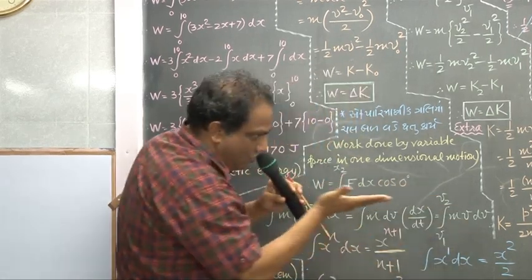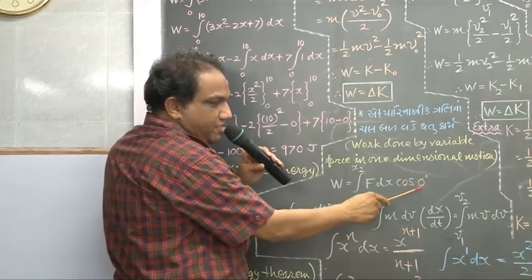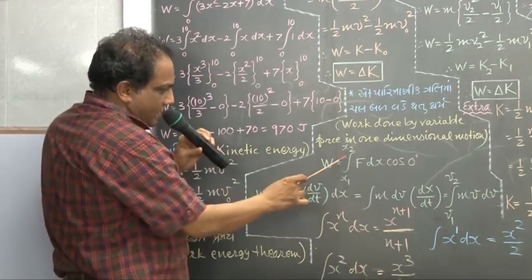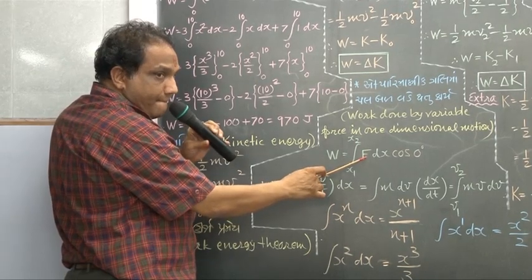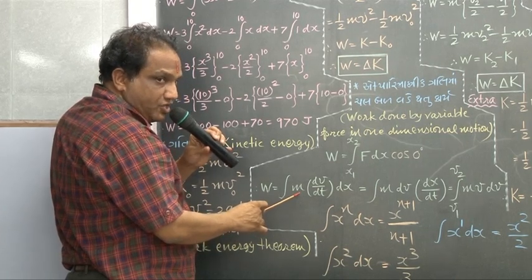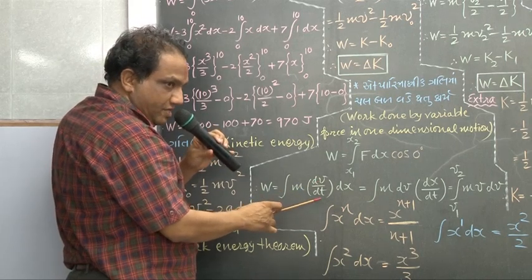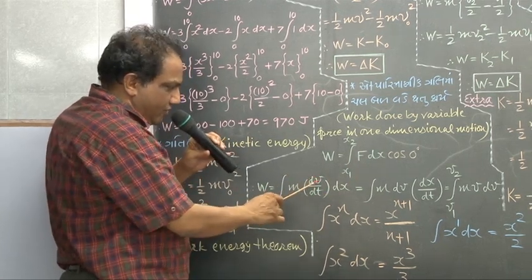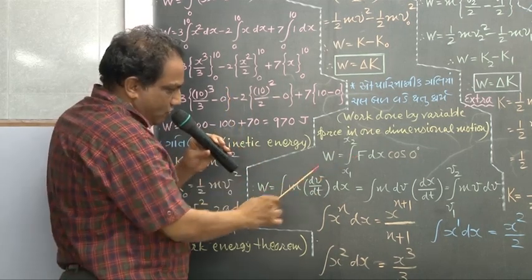If the displacement is undergone in the direction of force, then the angle between force and displacement is 0. Now cos 0 is 1. Now tell me, integration as it is. F equals MA, M into A. What is A? Acceleration. Can you write dV by dt? Yes, time rate of change of velocity, or mathematically the derivative of velocity with respect to time, will give you acceleration.